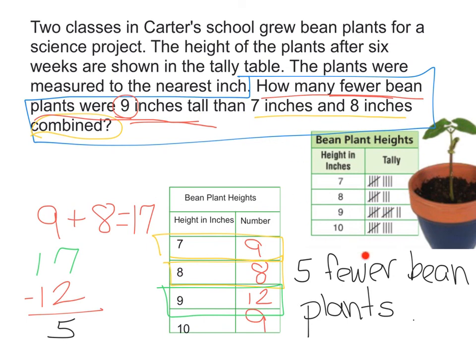So here we have a tally table and here we have a frequency table. How is a frequency table different from a tally table? Well, a frequency table uses numbers to show data. A tally table uses tally marks. How is a frequency table helpful in solving problems? Well, in a frequency table, you can easily find and use the numbers.